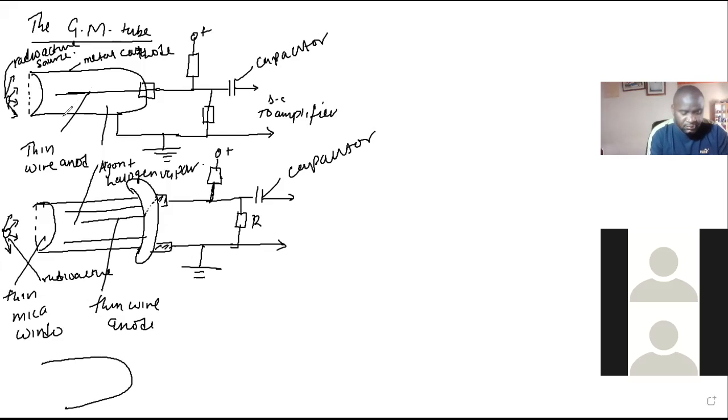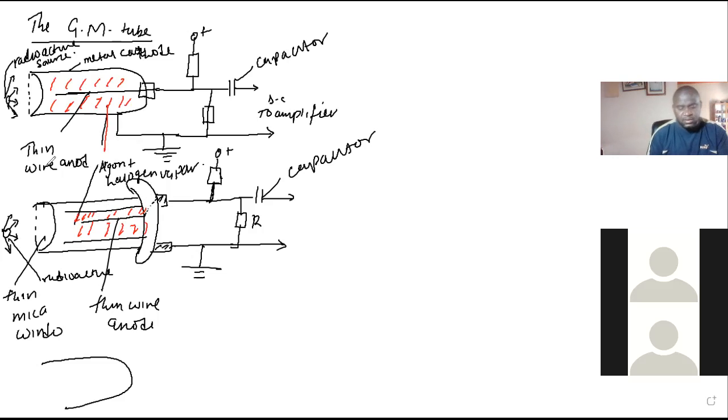Then the space between the electrodes, we insert there a gas such as argon. So the space between the anode and the cathode, all of that space, that is why I told you this line was going down here. It is the same as this space here. That space has got argon plus a halogen vapor or neon. It can even have neon. Then the thin mica window allows easy entry of the ionizing particles or radiations from the source into the tube.